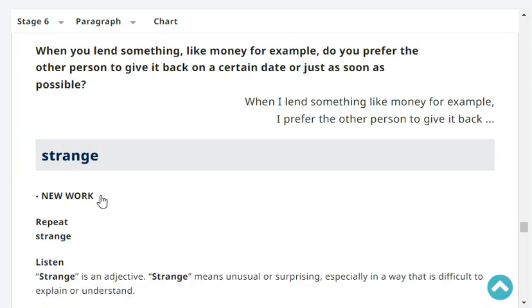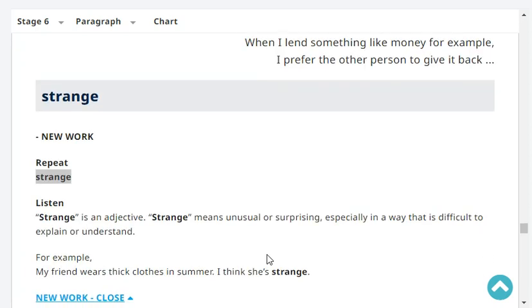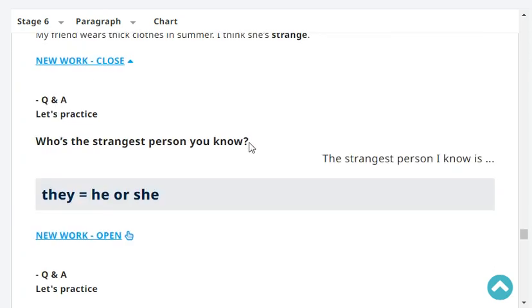Next, repeat: strange. Very good. Okay, listen. Strange is an adjective. Strange means unusual or surprising, especially in a way that is difficult to explain or understand. For example, my friend wears thick clothes in summer. I think she's strange.